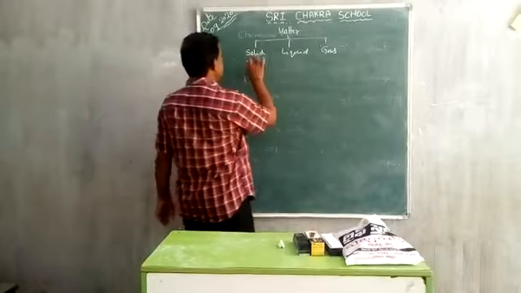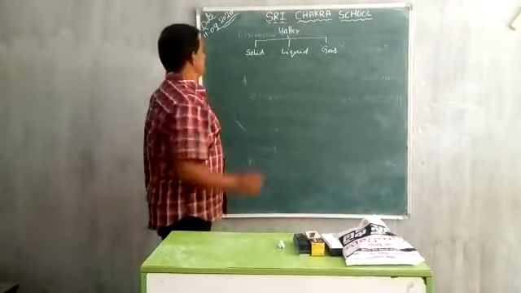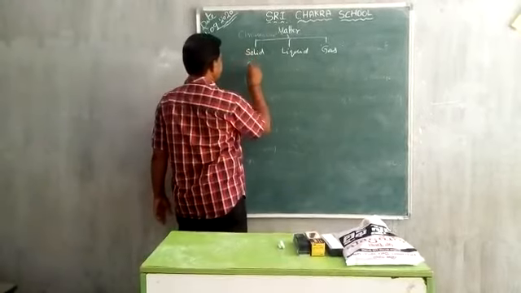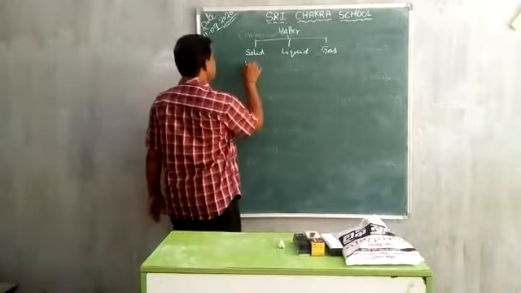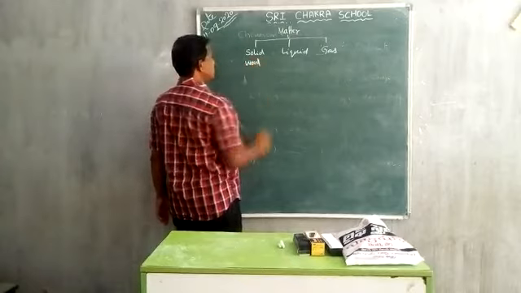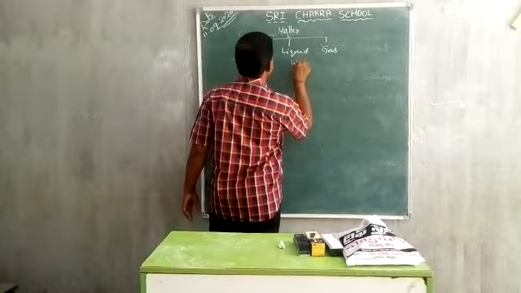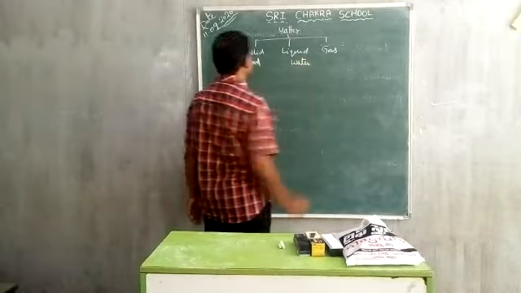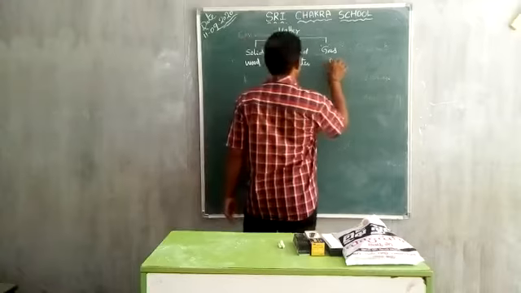Here, solid, liquid, and gas. Example of a solid substance is wood. Liquid substance is water. And gaseous substance is oxygen.